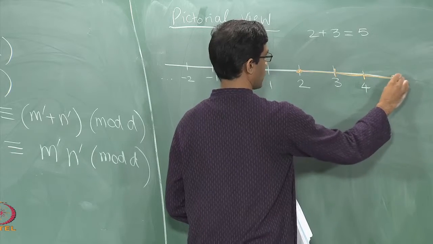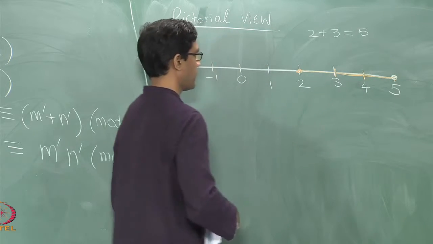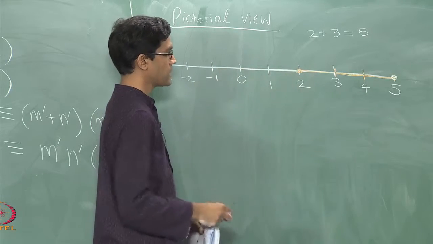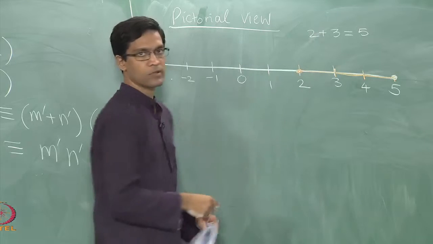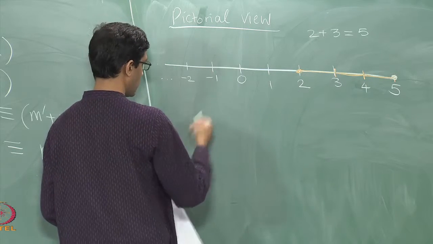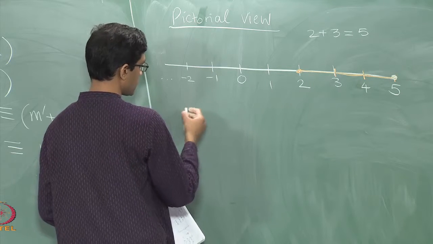So that's going to be what you get when you add 2 with 3. Okay. So addition really represents moving along those many steps starting with, let's say, one of the two numbers. Now similarly we want to think of integers modulo d, for instance.